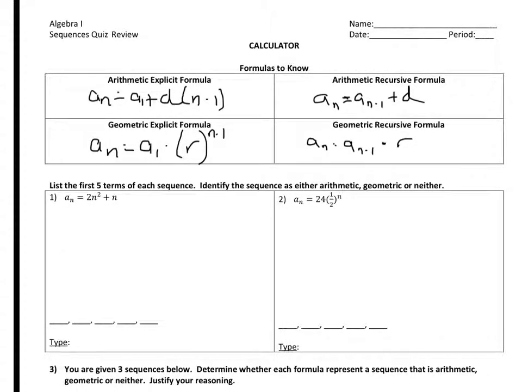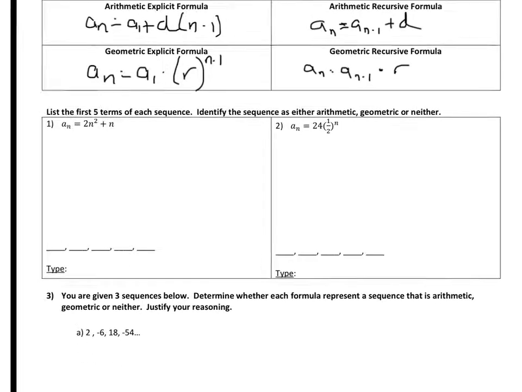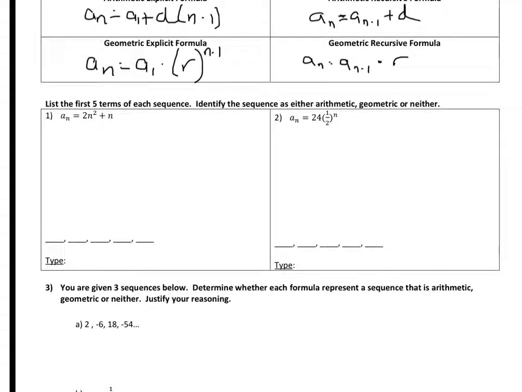So I'm only going to pick a few from each section because they're very similar to each other. The first question says, list the first 5 terms of each sequence. Identify the sequence as either arithmetic, geometric, or neither. Remember, arithmetic is addition or subtraction, and geometric is multiplication or division. I'm going to pick the more difficult one, which is probably the first one, because there's 2 n's going on. Now remember that n stands for the term number.